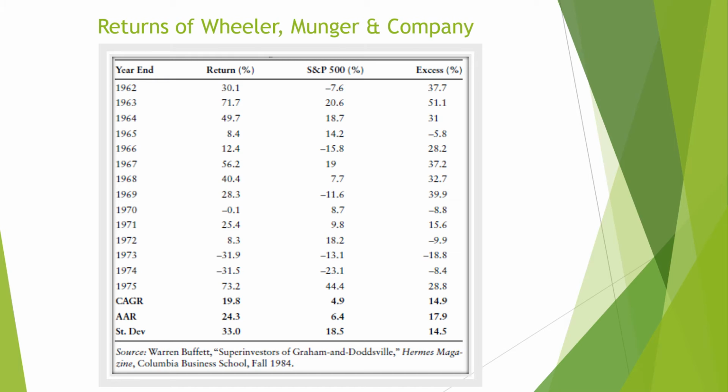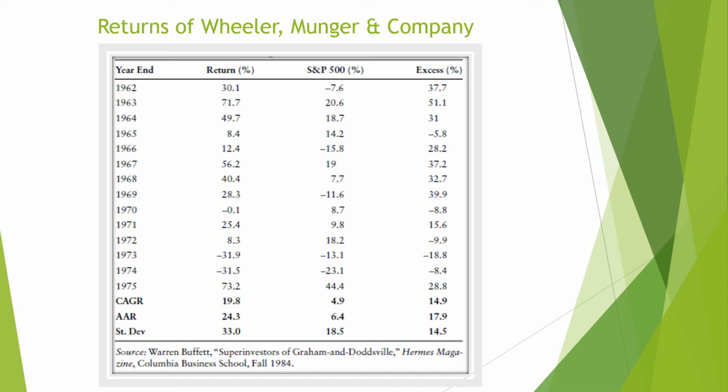So understand what sort of alpha he has generated. In a market that has only given returns of close to 5%, his partnership had given returns close to 20%, and they have beaten it by around 15%, so to speak. And this is about the CAGR returns, and I'm not going to get much into average annual returns, because CAGR gives a clearer picture about the returns.